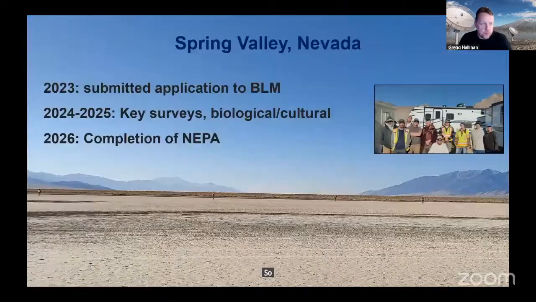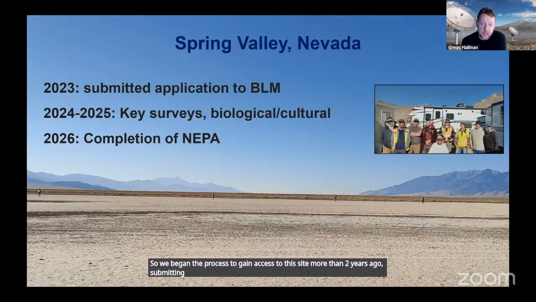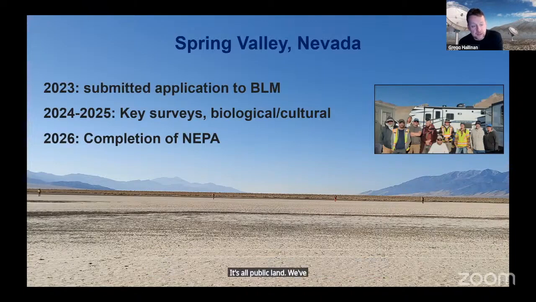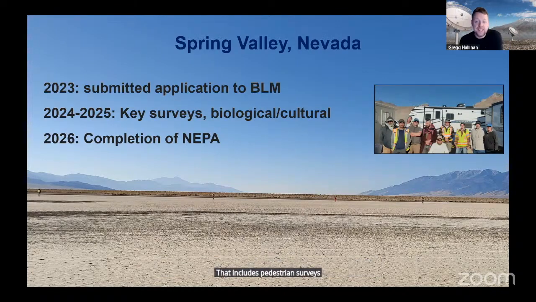So we began the process to gain access to this site more than 2 years ago, submitting our pre-application to the Bureau of Land Management. It's all public land. We've been doing extensive biological and cultural surveys over the last 2 years. That includes pedestrian surveys of the entire 60,000 acres of that location. As you're seeing on the bottom here, typically it's a team of 8 or 9 architects, 8 or 9 archaeologists, and a couple of tribal monitors. It's taken a very long time, but it's actually completing very shortly.